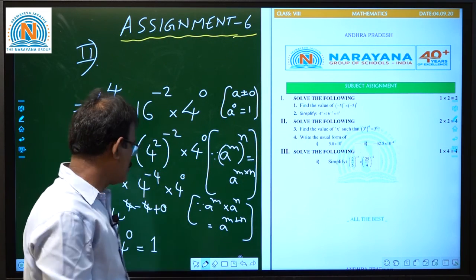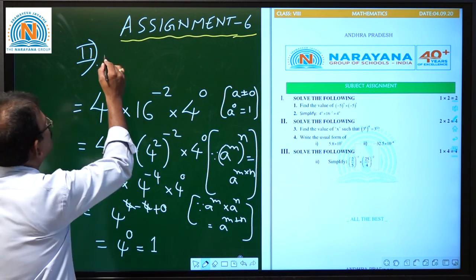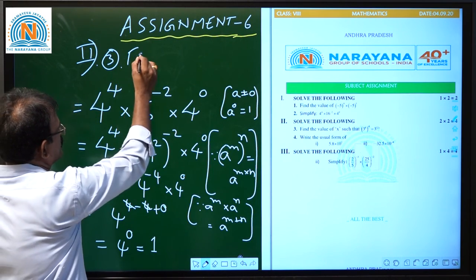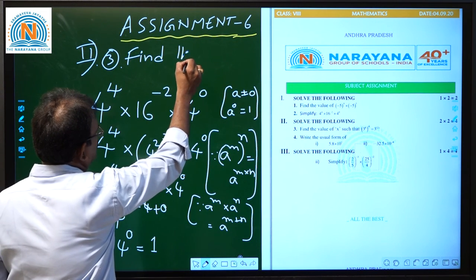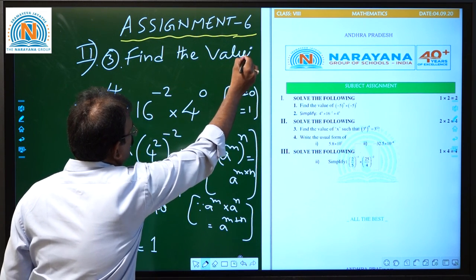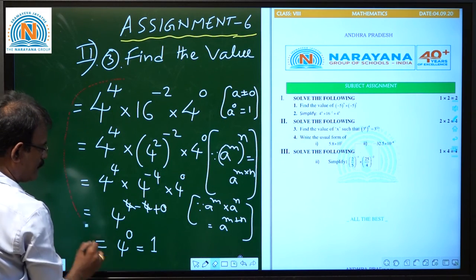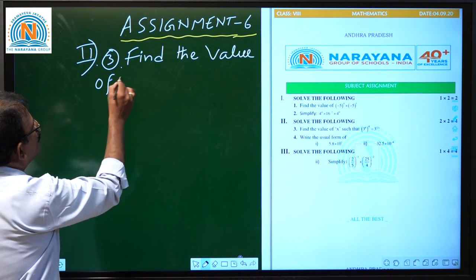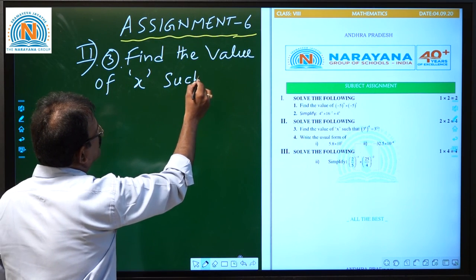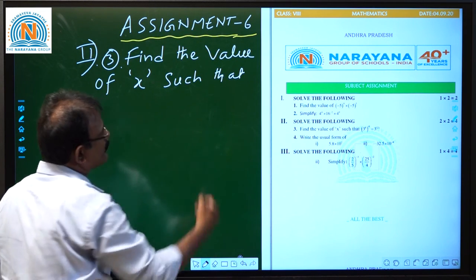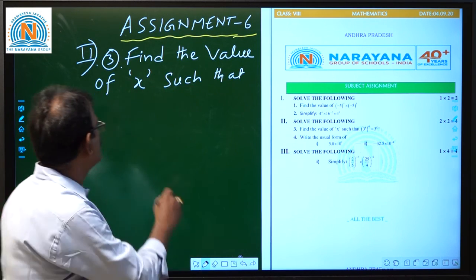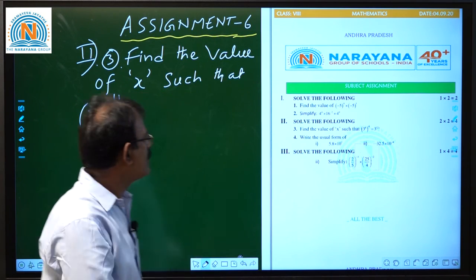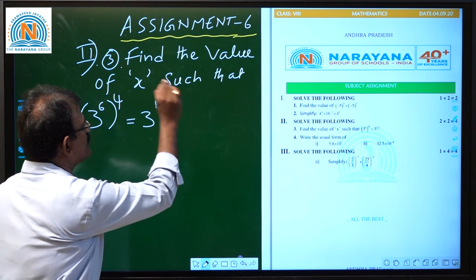So third question from the second Roman is: find the value of x such that (3^6)^4 is equal to 3^(12x).